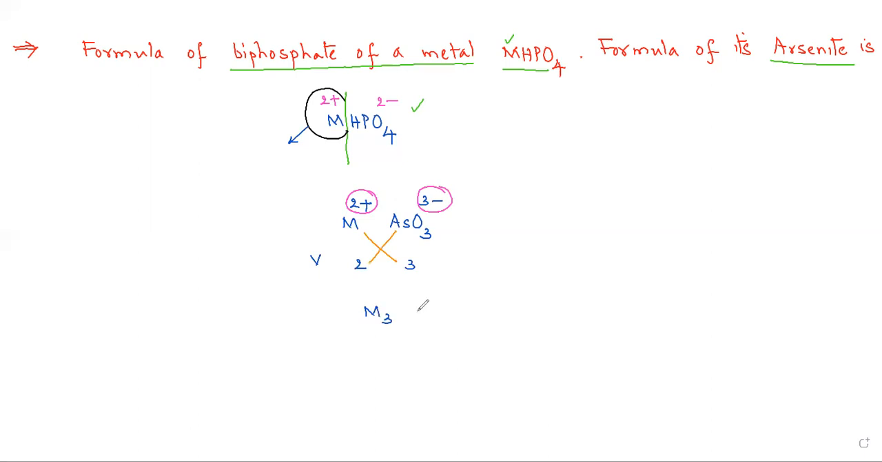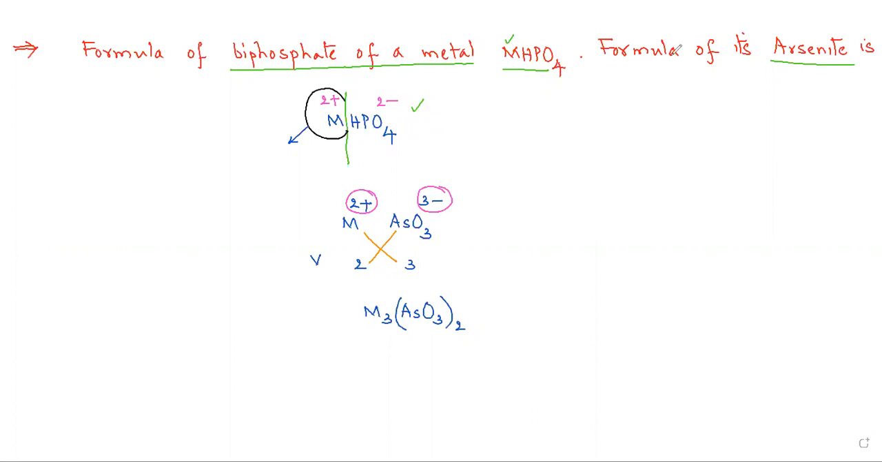M3(AsO3)2, AsO3 taken twice. See the way I've written the formula. That is what I told you. You need to be very clear while writing the symbols. It should not be this way: M3AsO3 taken twice. What is that? Never ever go for this. See the way I've written. Okay. So that is about solving the problems of this different variety.